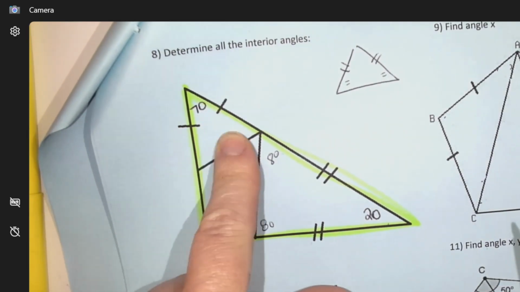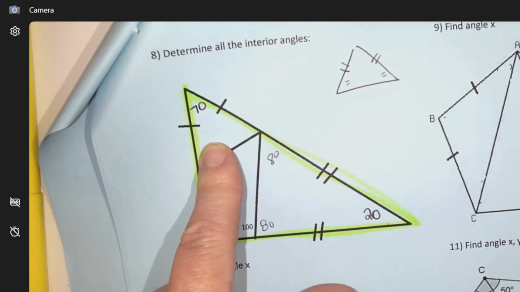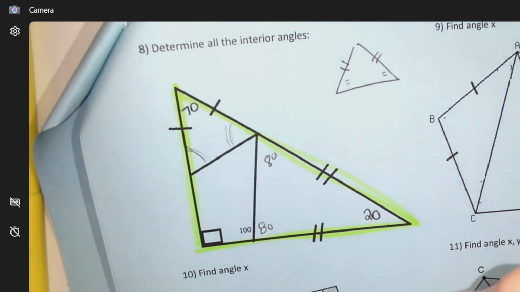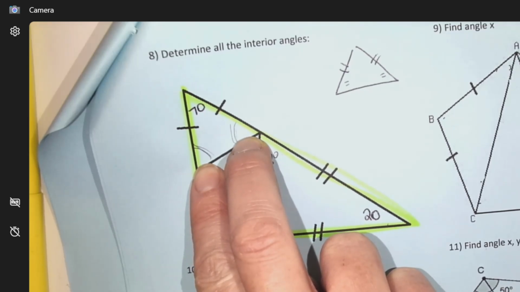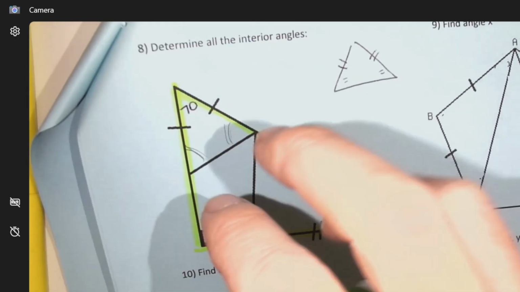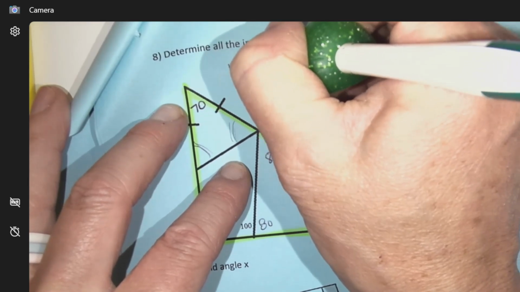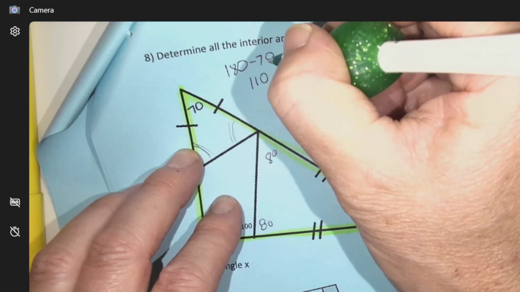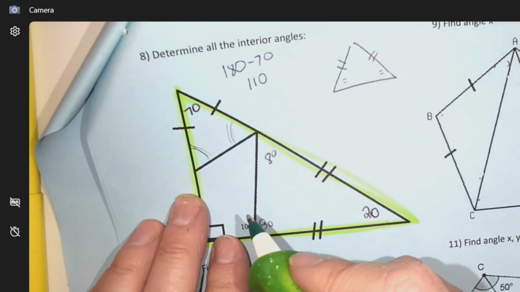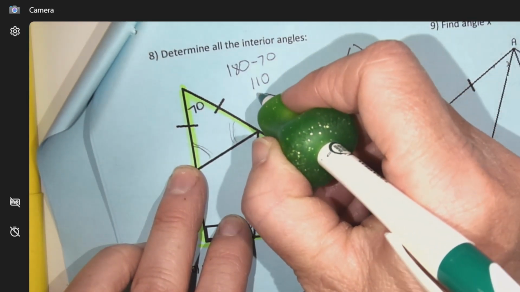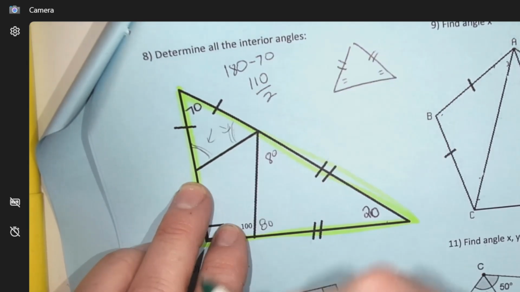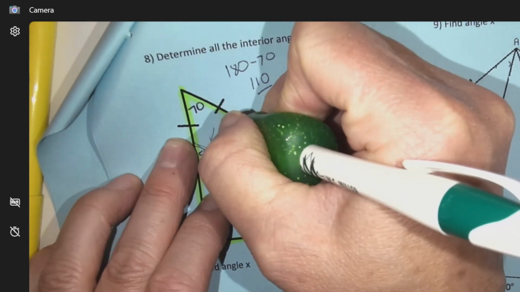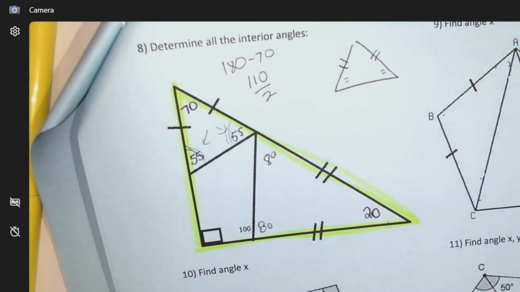Now I'm going to look at this triangle. What do I know? If these sides are the same, then those angles are the same. Okay, so I need you to go 180 minus 70. So I'm at 110. And then what do I do with that 110? I need to divide it by 2 so that those are the same. So then that would be 55 and 55.